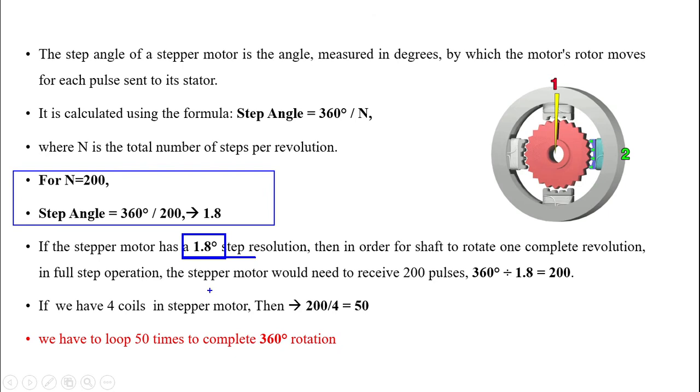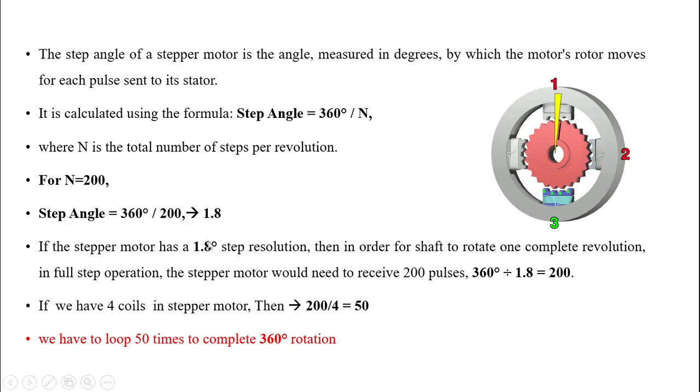That means 1.8 degrees. So if you want to rotate 360 degrees, you have to rotate a total of 200 steps. Now you can see, if you want to rotate your stepper motor up to 360 degrees, we have to rotate 200 steps. This is what they are telling here, and 200 steps is okay.